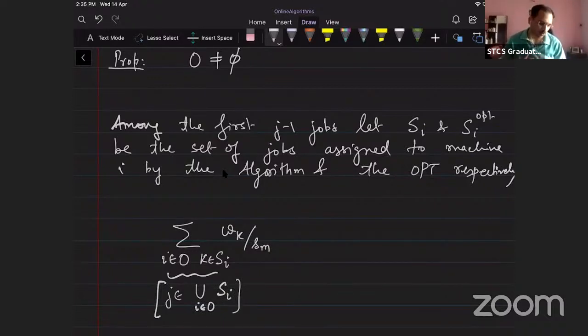So I've defined a set O, right? With respect to that, I'm now checking among the set O, looking at all the jobs that are assigned by the algorithm to it. So this quantity is the load exerted by all the jobs which are assigned to machines in set O by the algorithm, divided by the speed of the fastest server.